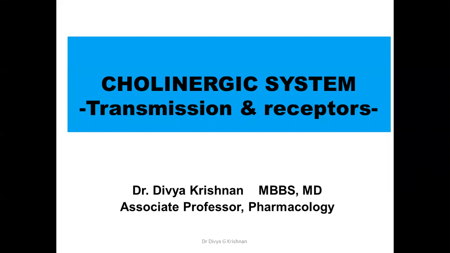So today we are going to start a new unit, that is drugs acting on the autonomic nervous system. Under this unit, the first topic is regarding the drugs acting on the cholinergic system. So in this session today we shall be discussing mainly about the transmission and receptors involved in the cholinergic system.